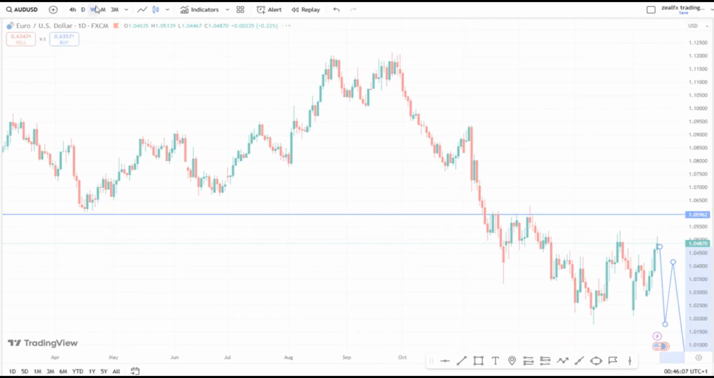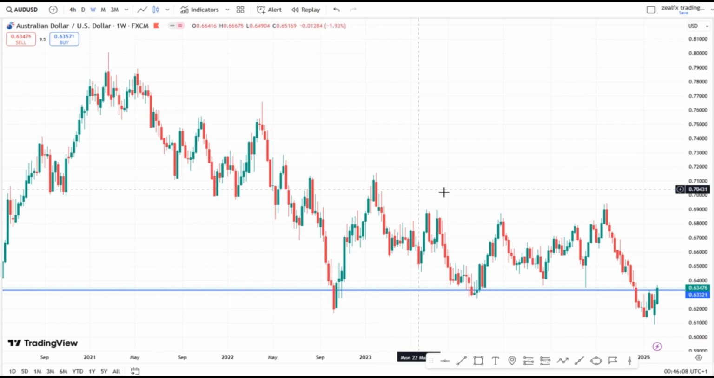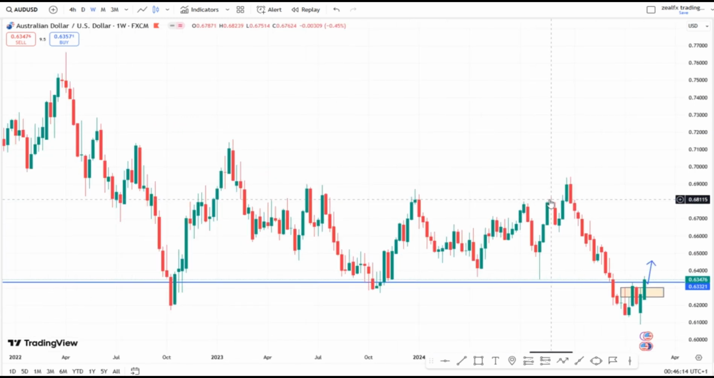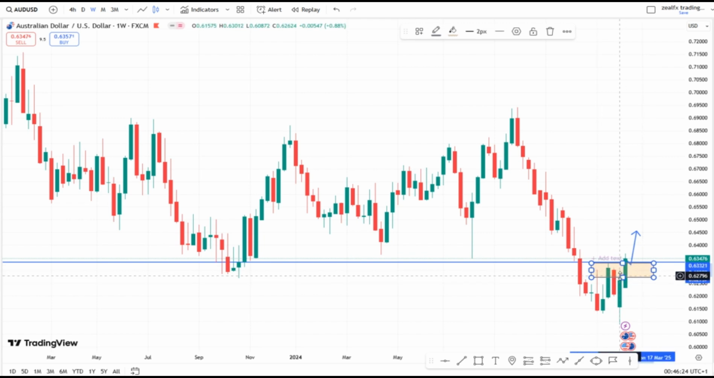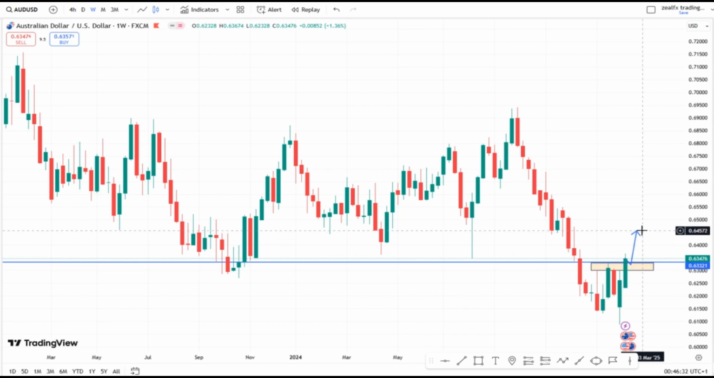So the next pair we're looking at now is the AUDUSD. AUDUSD on my weekly chart closed above a resistance level. Price converted this resistance into support. So long as price has converted this resistance into support, we will be looking for price to retest this level, then we see price pushing higher for the AUDUSD. Let's look at the daily chart of the AUDUSD.